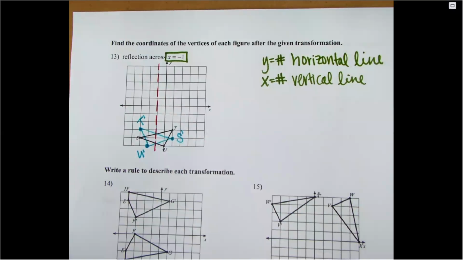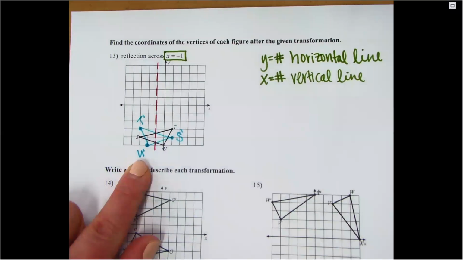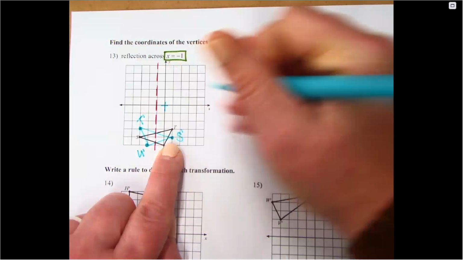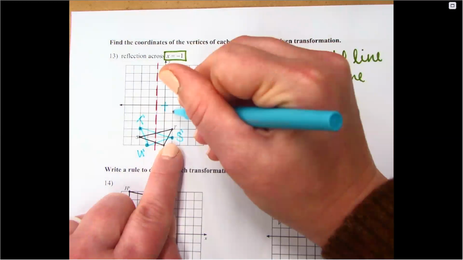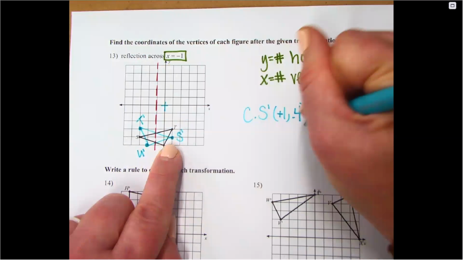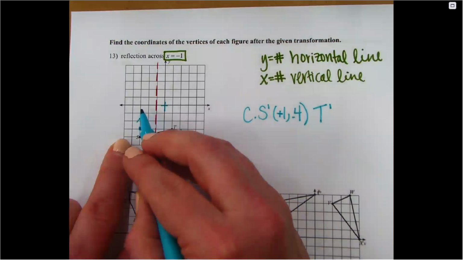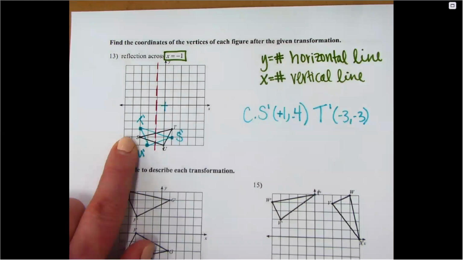Well, your answer actually wants to know the coordinates. So the answer choice that you're looking for, maybe it's C. We'll say S prime is at positive 1, negative 4. T is located at negative 3, negative 3. So it's going to list out the ordered pairs, and you're looking for the one that has the correct ordered pairs. Does that make sense?